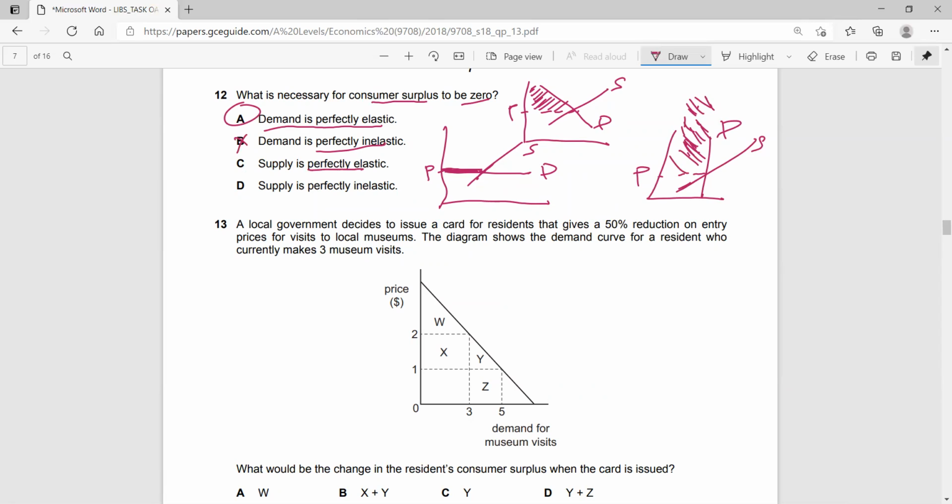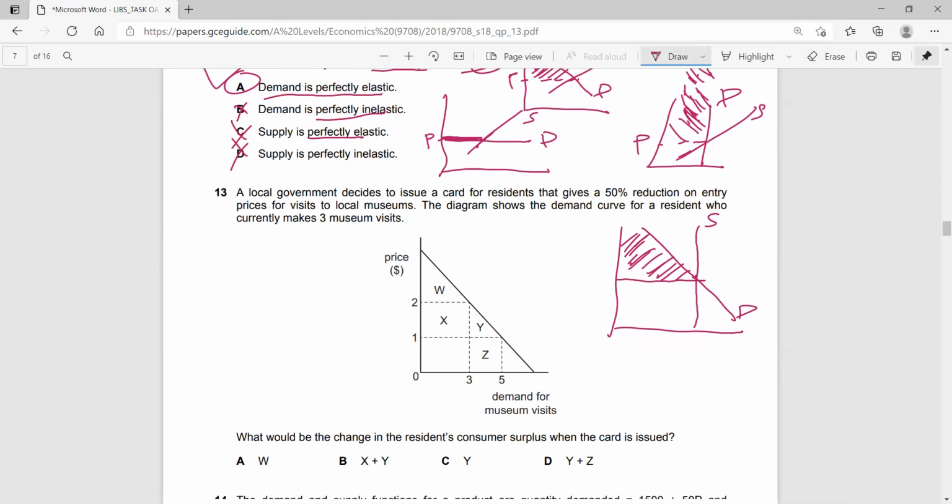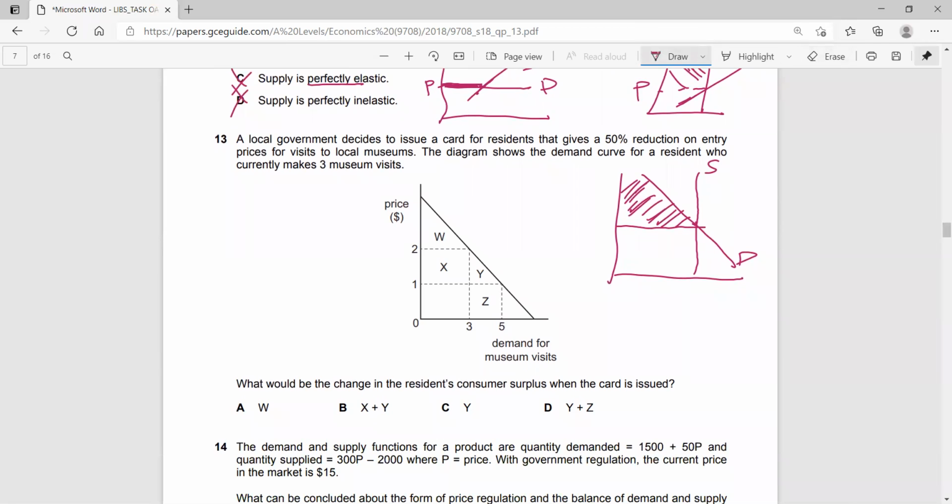Supply is perfectly elastic. Let's draw this here because I'm running out of space. Supply is perfectly elastic, but you have a normal demand curve. You would have some amount of consumer surplus denoted here. So you can cross that out. That was where supply was perfectly elastic, that's why it was horizontal. When supply is perfectly inelastic, let's say something like this, you can still have an amount of consumer surplus, so it won't be zero. So you can cross that out. So option A is being proven both directly and by elimination.